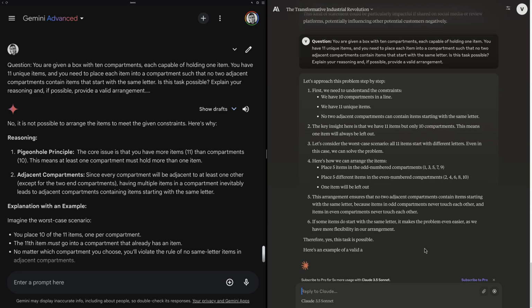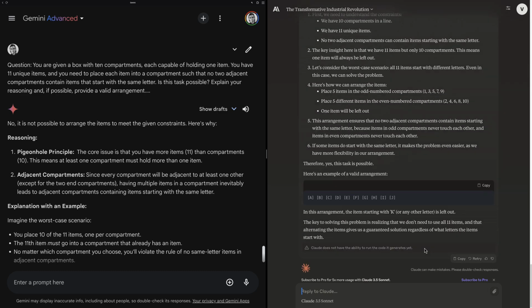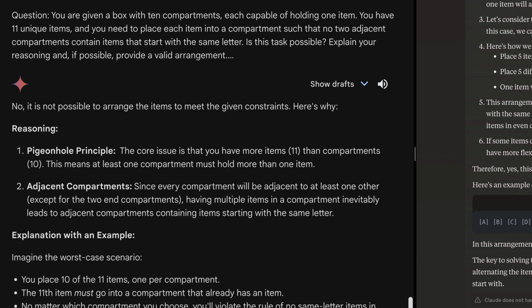So here things got quite interesting. Gemini correctly said that this is not possible. And the reason is, if you look at the question, the first part says that there are 10 compartments, each capable of holding one item, and you have 11 unique items, and you need to place each item into a compartment. So we don't even need to read the rest of the question. We know right here that this is not possible to do.